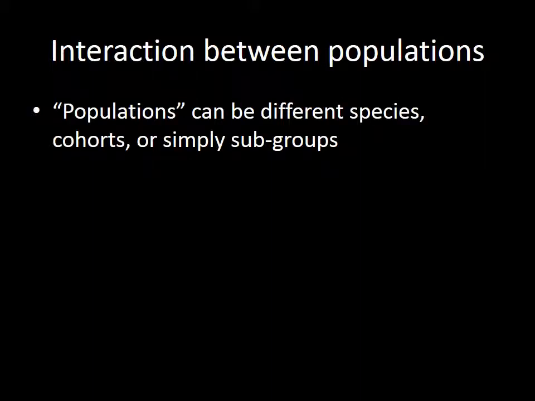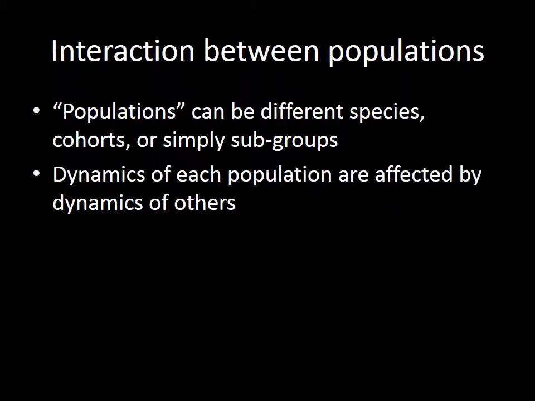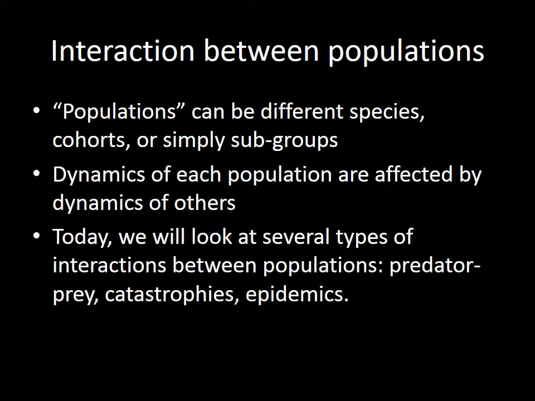I think the first thing I'll say of interaction between populations is that when we speak about populations, plural, those could be different species. Could be different cohorts or simply subgroups. We're going to be doing this in the most general of senses. And the key characteristic of these interactions is that the dynamics of each population are affected by the dynamics of others. So it's a mutual interaction. And today we'll focus on several types. We're going to be looking at predator-prey interactions, which are more competition between species. We're looking at catastrophes and epidemics.